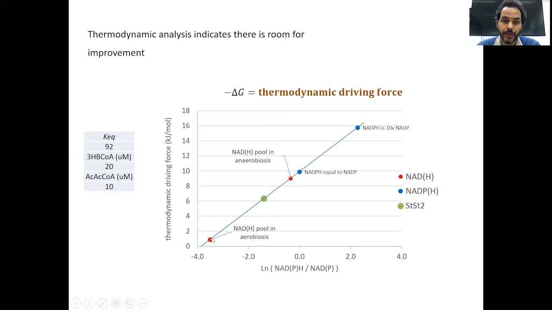In the case of aerobiosis, the thermodynamic driving force will be very small, barely feasible. However, if we are capable of approaching a situation of complete anaerobiosis, then we should have a higher NADH over NAD ratio, enabling a very large thermodynamic driving force, almost comparable with the situation we have using NADPH.